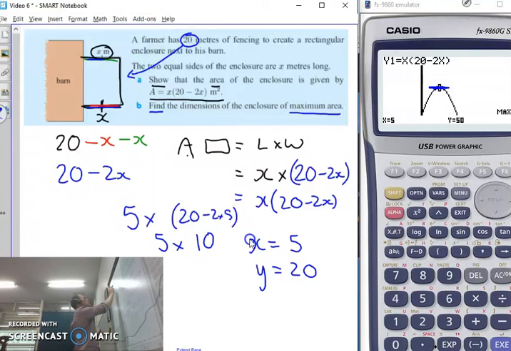And again, does that add to 20? We've got 5 on this side, 5 on this side, and 10 there, giving me 20 meters, meaning I've used it all. But again, we've used our calculator to find the maximum, finding the value of X, and the area is 50. So that is how you would do one. Have a go, and good luck.